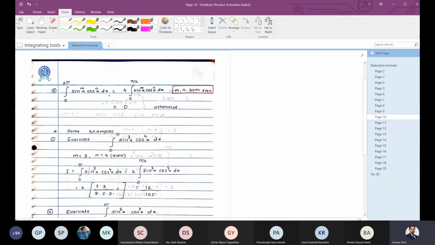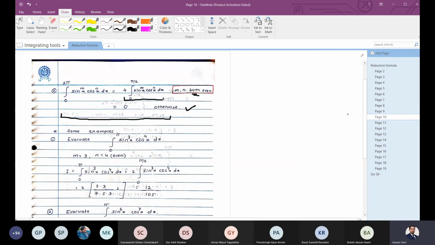Similarly for 0 to 2 pi. For 0 to 2 pi sine raised to m cos raised to n, this is 4 times 0 to pi by 2 if both are even. If any other case arises, then the answer is 0.